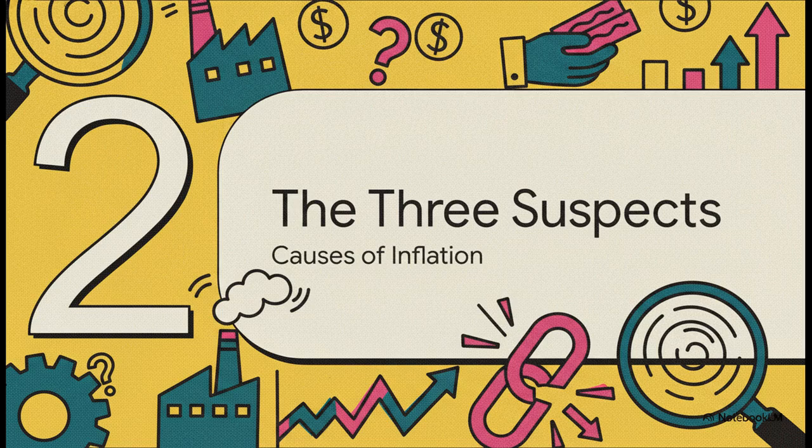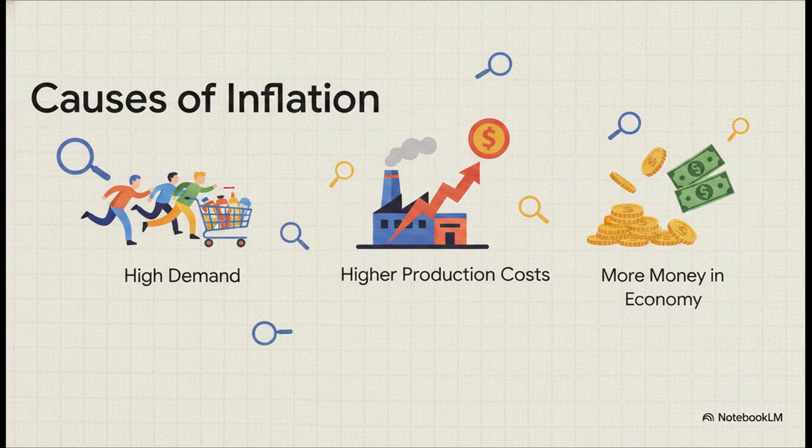Moving on to Section 2, the three suspects. Let's look at what actually causes this. There really isn't just one single reason why inflation happens. It's usually a pretty complex combination of macroeconomic forces. But we can round up the usual suspects into three main categories. We've got high demand, higher production costs, and more money circulating in the economy.